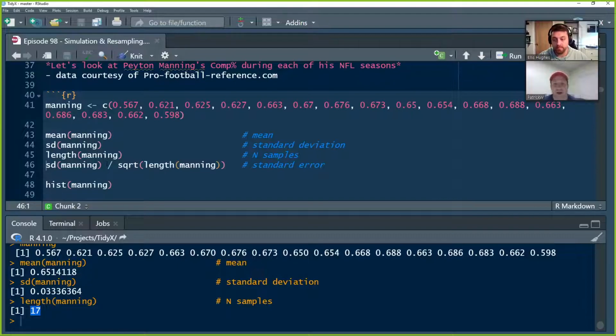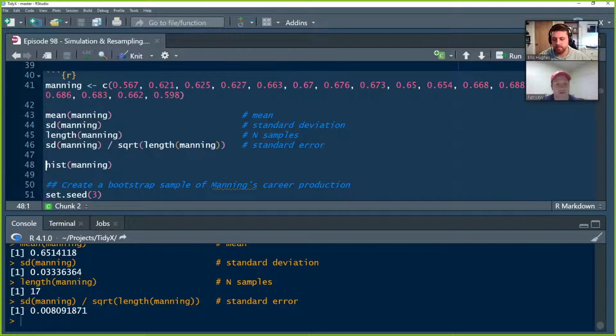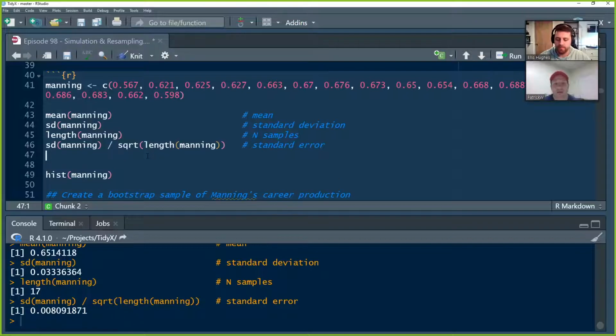How many years do we have? We have 17 observation years. He missed a season due to injury, I think. So he had 18 career years. And then here's our standard error. So it's the standard deviation divided by the square root of the number of samples, divided by 17. And that gives us a standard error of 0.8%.